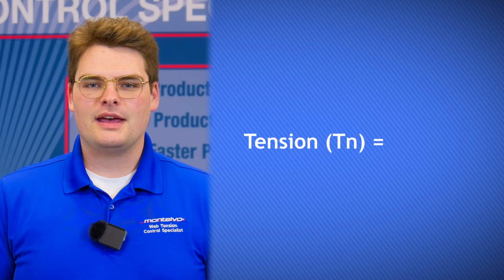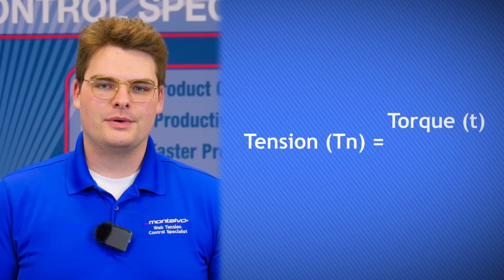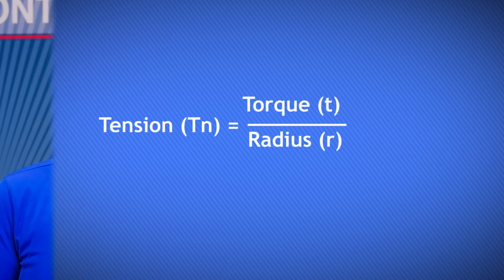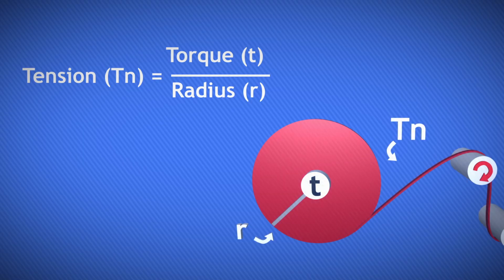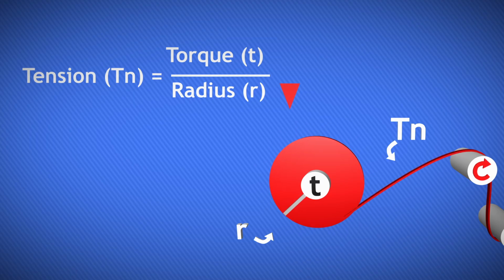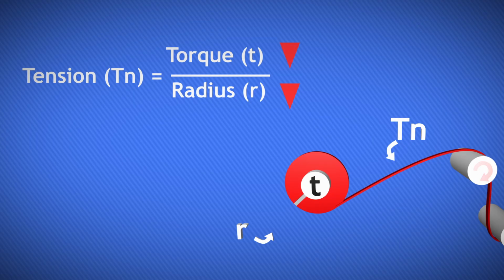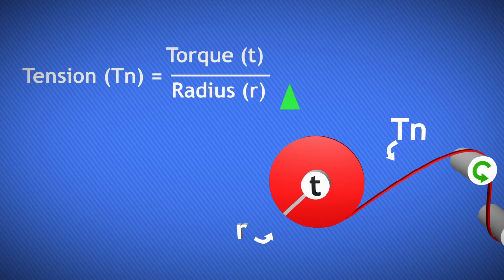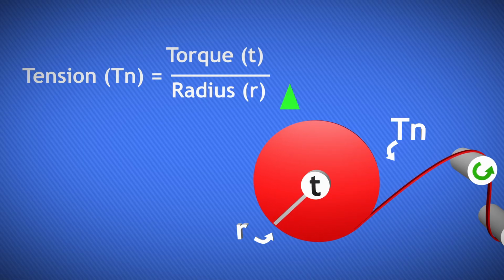Tension is defined as the torque applied at the center of a roll divided by the roll's radius. On an unwind, as material is pulled into the process, the roll diameter steadily decreases. To maintain constant web tension, the torque applied to that roll must decrease as well. Winding works in the opposite direction. As the material exits the process and builds onto the core, the roll diameter increases, and maintaining constant tension requires the applied torque to increase.